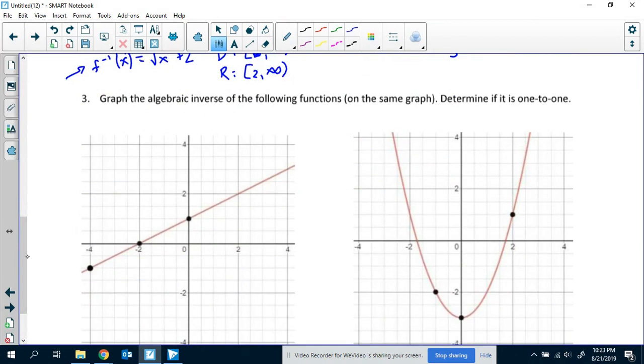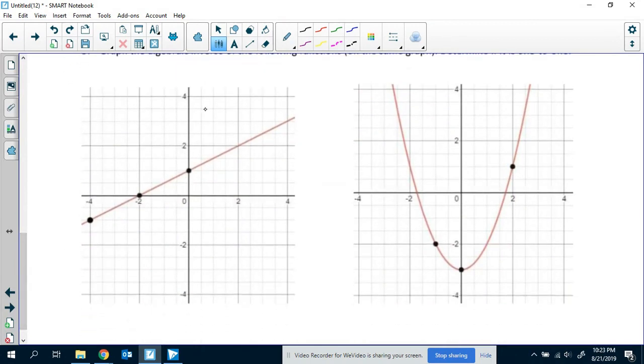Finally, we're going to graph the algebraic inverse. Graphing, you can do this in two different ways. Notice that I have the point 0, 1 on the graph. Remember that x comma y's get flipped to y comma x's when I'm graphing the inverse. So if I have 0, 1, that's going to be 1, 0. If I have -2, 0, that's going to be 0, -2. If I have -4, -1, that's going to be -1, -4. And so this graph kind of looks something like this.